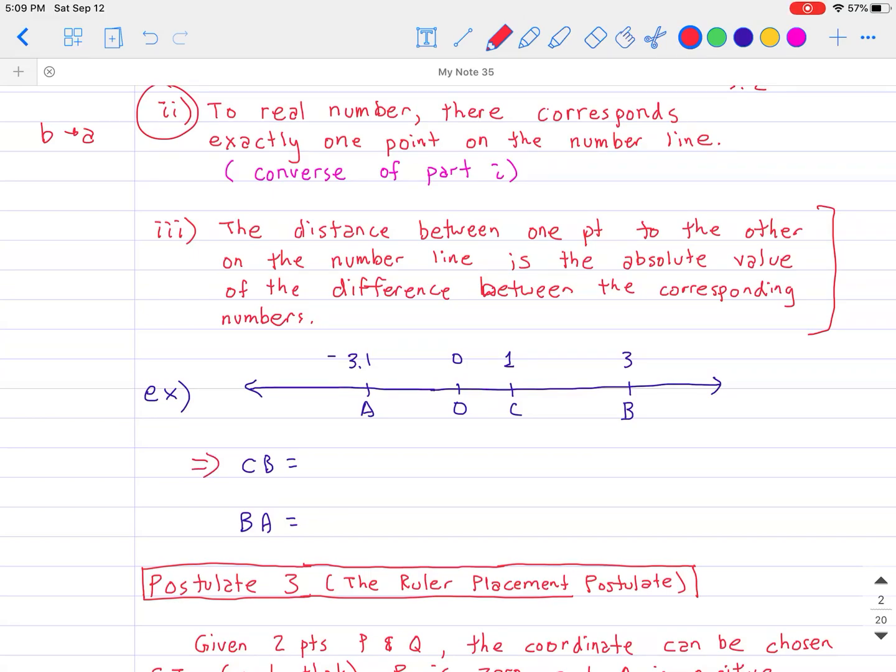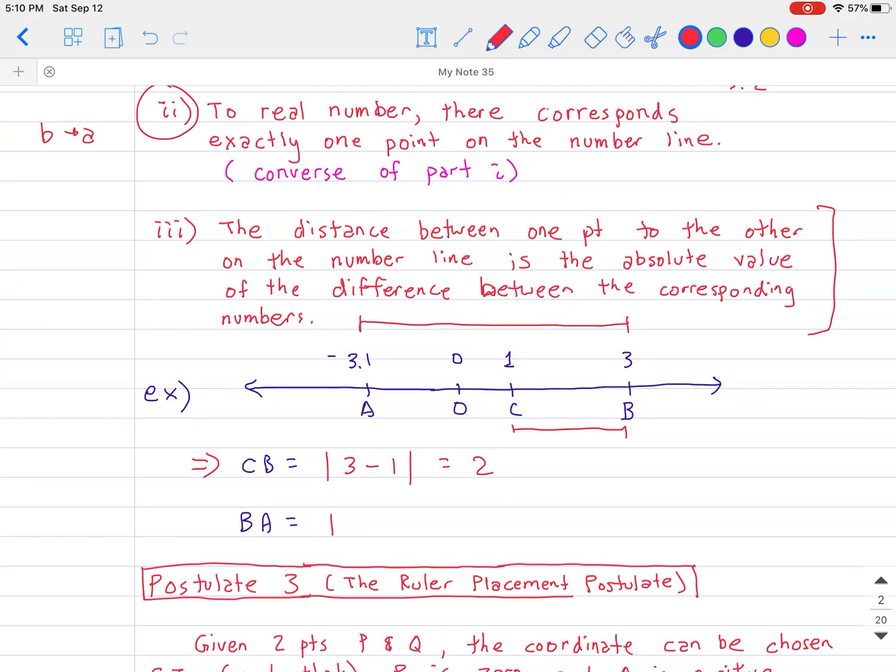So underneath it, I want to find the length of, let's say, CB over here. And keep in mind that when I say CB, I don't mean C times B, like two variables multiplied by each other, but rather the length of that segment CB that is shown right here on the number line. So according to this postulate, what we're going to do is take the difference of the numbers, which is going to be 3 minus 1 because those are the numbers assigned to it. And I'm going to take the absolute value of it. So the answer is going to be equal to 2. Now remember, distance is always positive, so that's why we take the absolute value of it. And that's where it all comes from.